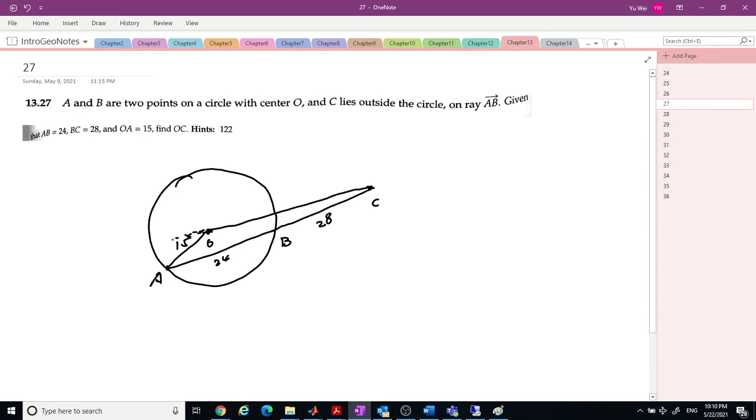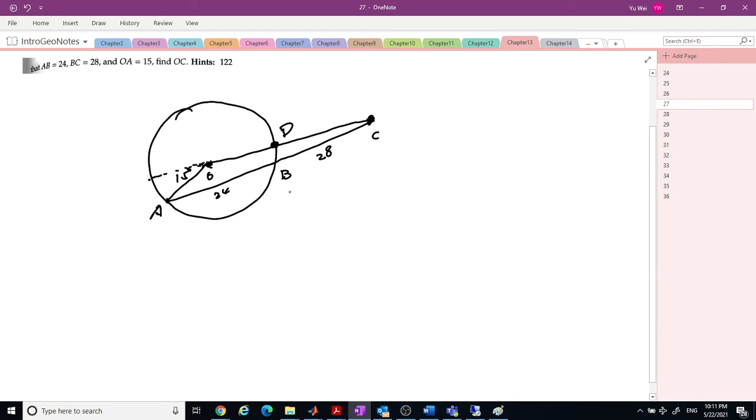We normally always extend this. So we want to find OC, right? Now let's put a point here, because we are going to use the power of the point C. Let's try to see what CD is. Let CD be x. So CD times CE is equal to CB times CA.